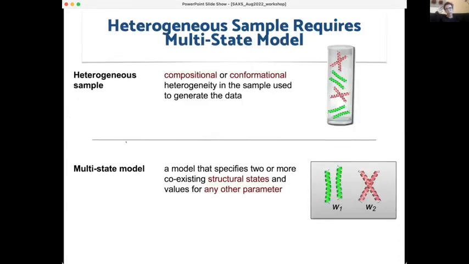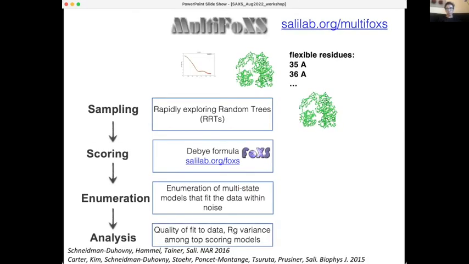We work as follows. So we have a heterogeneous sample. We know that we have several conformations of the same protein or complex, or we can even have compositional heterogeneity, which is monomer or dimer or different assemblies. And to fit the data that is heterogeneous, we need a multi-state model. So what is a multi-state model? It's several structural states and usually other parameters. And for SAXS, the other parameters are just the weights. So how do we generate multi-state models?